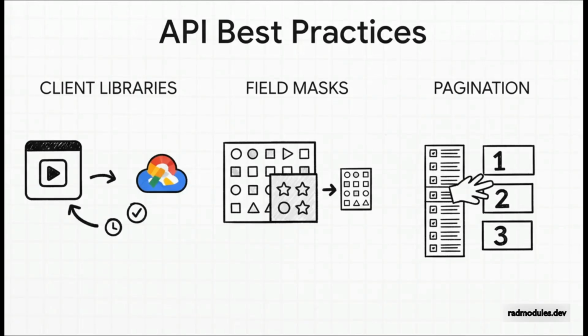And please remember these best practices. Always use the official client libraries. They handle ADC and even automatic retries for you. Use field masks to tell an API, hey, only give me these specific fields, which makes things faster. And for goodness sake, always use pagination when you're dealing with big lists of results.